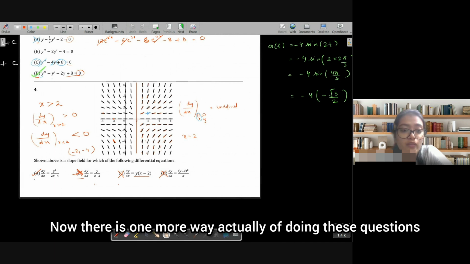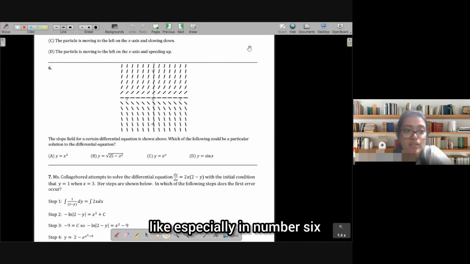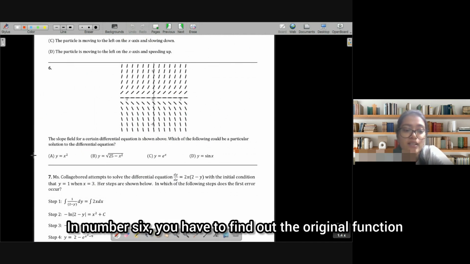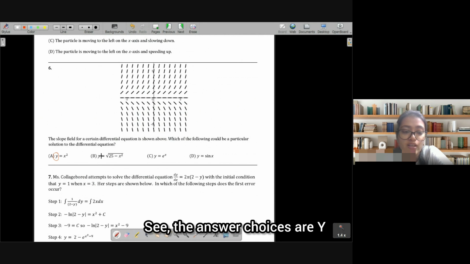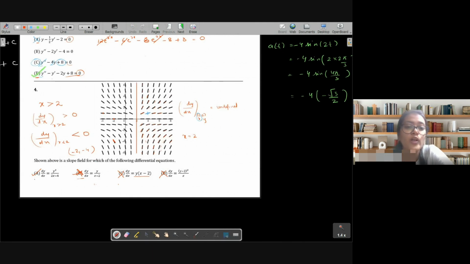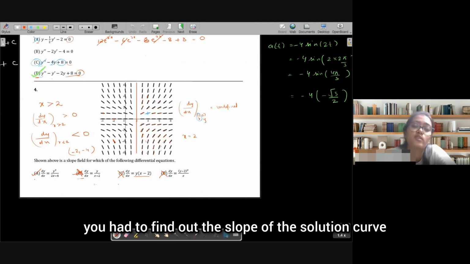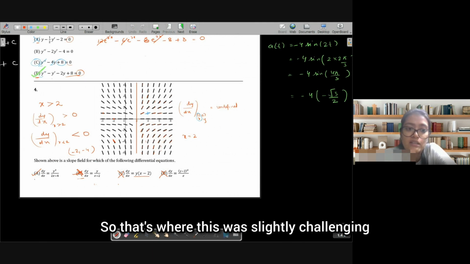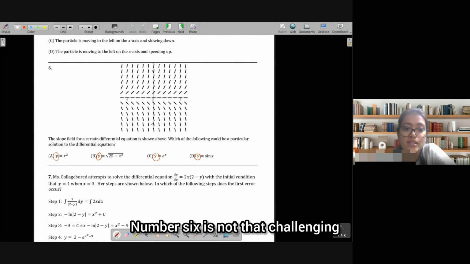Now there is one more way actually of doing these questions, especially in number 6. In number 6, you have to find out the original function. See, the answer choices are y. That means you have to find out the solution curve. In number 4, you had to find out the slope of the solution curve. So that's why this was slightly challenging. Number 6 is not that challenging.